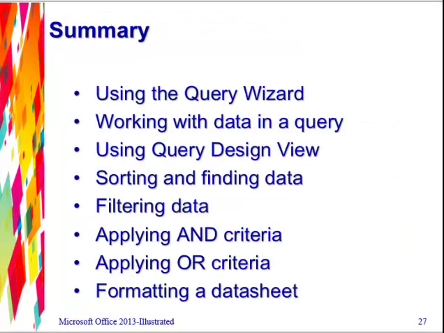So in this Access Lecture B, we've covered using the query wizard. We've talked about working with data in a query, using query design view, sorting and finding data, filtering data, applying AND/OR, the AND criteria, and applying the OR criteria, and how to format a database data sheet. So that ends Lecture Access B.